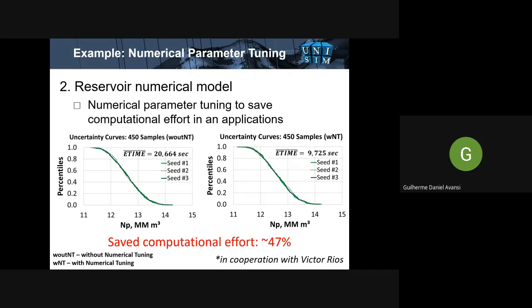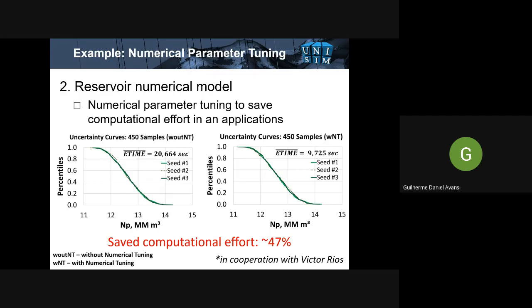Here is just an example application when we use a good numerical parameter, and when we use the default numerical parameter in the simulator. We can see here, this is the elapsed time that we use to build these risk curves. This elapsed time is 20,000 seconds to build this production risk curve here.